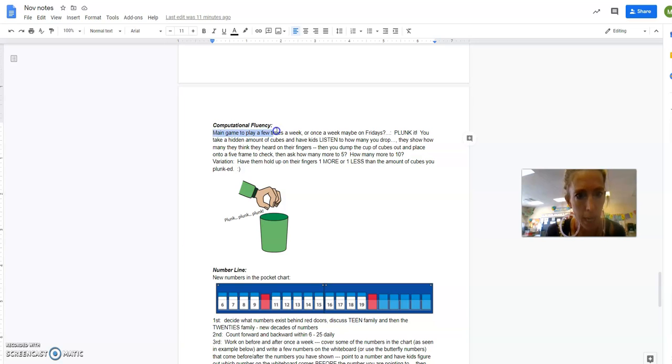So the main idea here, the one I like, is this game called Plunk. And maybe play it once a week, maybe on Fridays. I don't know. Try to do this once a week, all month. You take a hidden amount of cubes. So you have some cubes that you don't let the kids see. And then they just have to use their ears, their one sense, to listen to how many cubes you drop into your cup. And then they have to show on their fingers how many they think they heard.